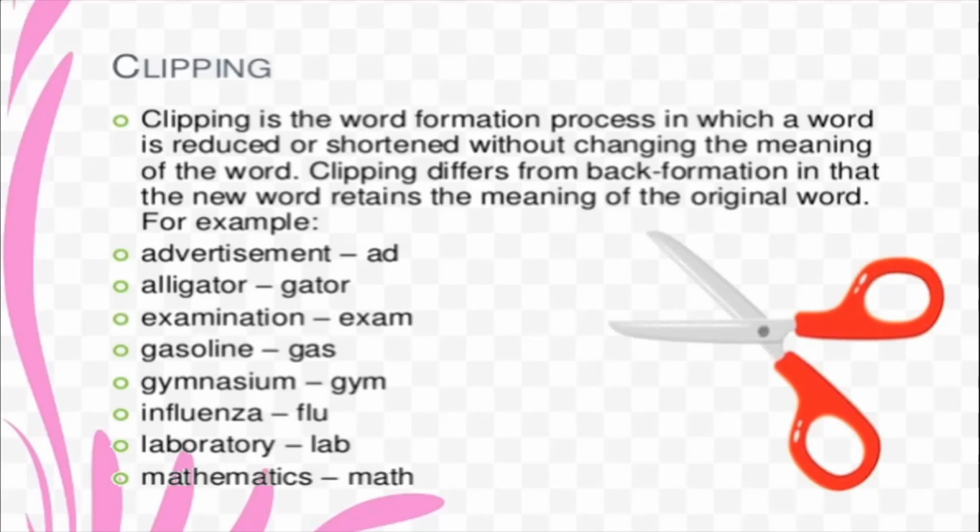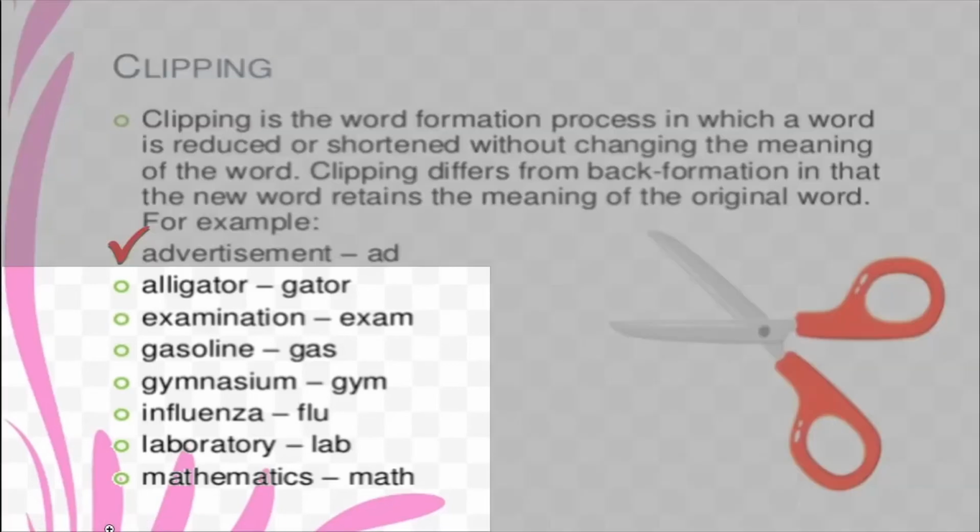Clipping is the word formation process in which a word is reduced or shortened without changing the meaning of the word. So you reduce a word, you shorten a word, but you do not change the meaning of the word. It remains the same. You take away letters from words, but you retain the meaning of that particular word. Now let us see some examples here. Advertisement, as people say, becomes ad. So what have you done? How have you clipped it? See.